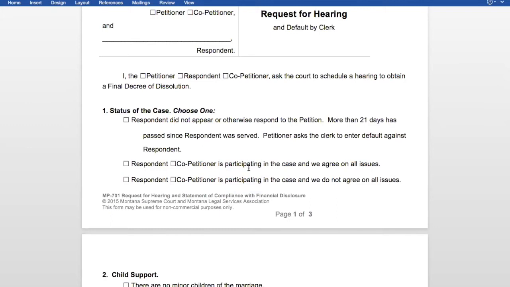This is important information because it helps determine what kind of hearing you will need. If you are the petitioner and did not receive a response from your spouse and it has been more than 21 days since they were served, then they are not participating. If the respondent is not participating, then the petitioner will ask the clerk of court to enter default against the respondent, and the court could potentially grant the petitioner everything they asked for in their petition.